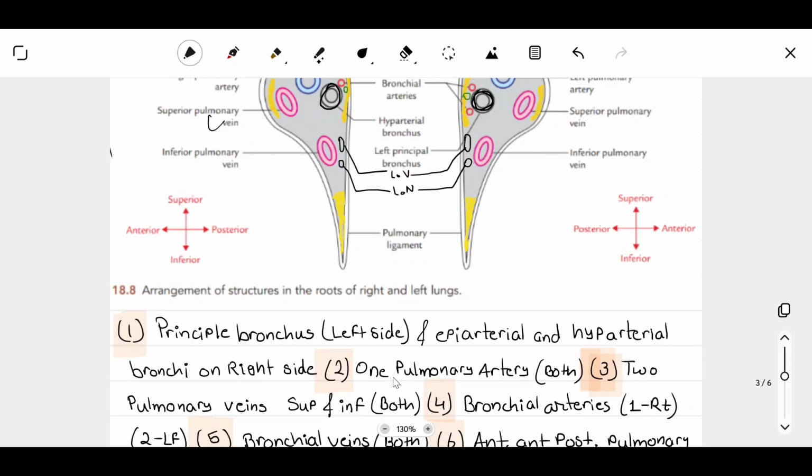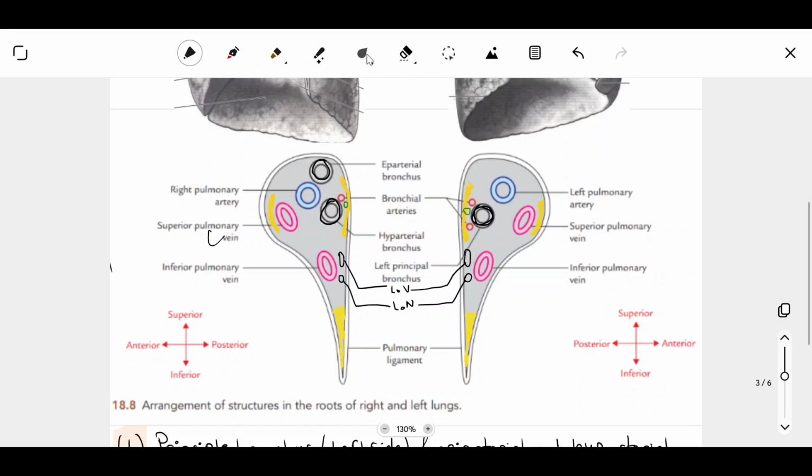Second one, we have one pulmonary artery on both sides. This is one pulmonary artery on both sides. As you can appreciate, this is the right pulmonary artery and the left pulmonary artery. Generally the color coding for arteries is red and for veins is blue, but here the artery is given the color blue because pulmonary arteries carry deoxygenated blood.